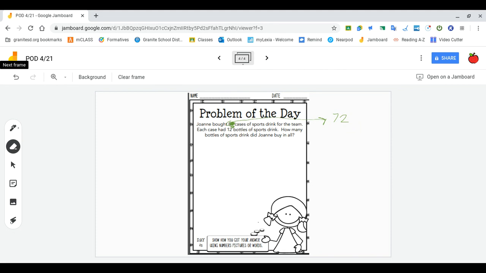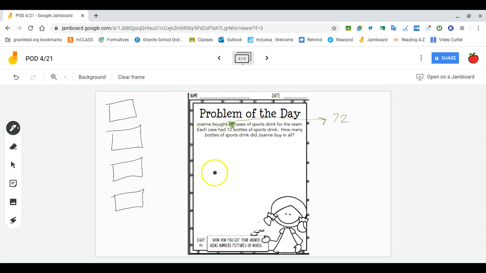So the first thing I'm going to do is visualize what the problem is saying. She bought 72 cases. Here's a case, here's a case, here's a case, here's a case. That's 1, 2, 3, 4. I really don't want to draw 72. However, I can visualize if I keep reading.